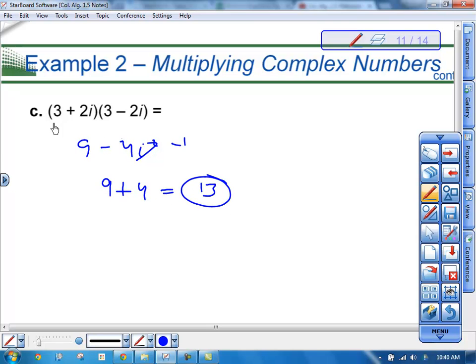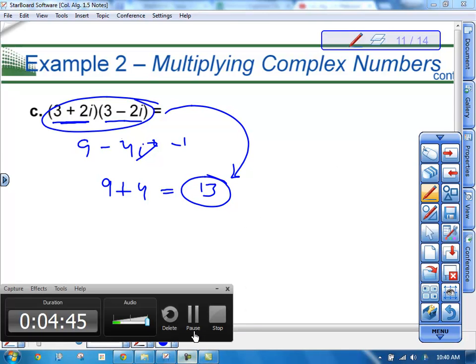So whenever you multiply a complex number by its conjugate, you actually end up getting a real number, which is going to come in handy when we're trying to simplify some of these into standard form for a complex number.